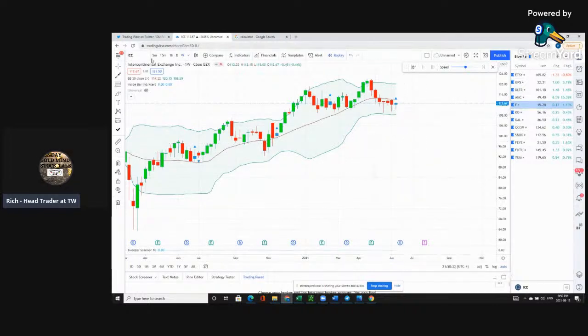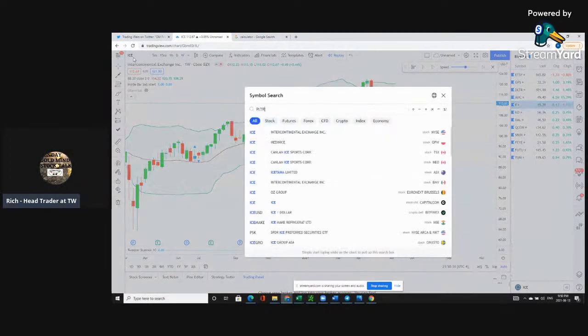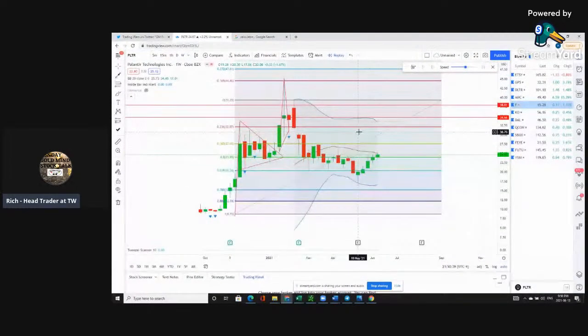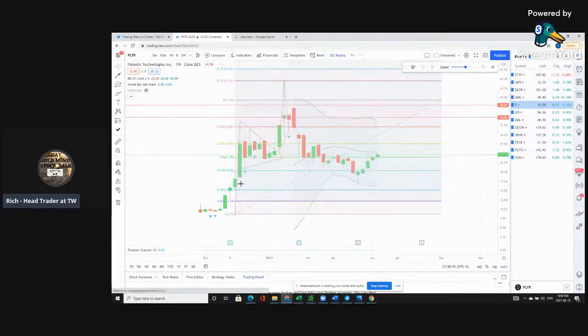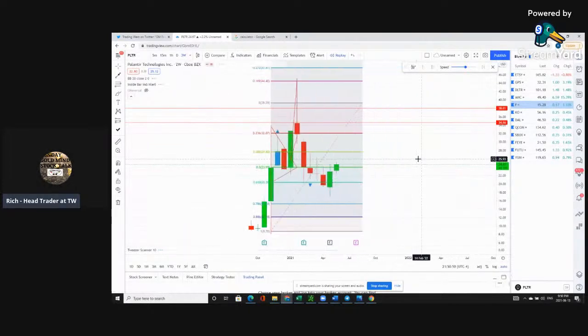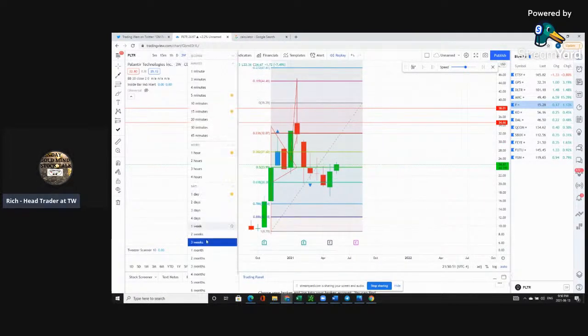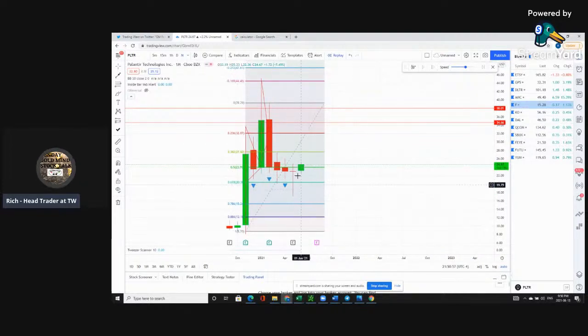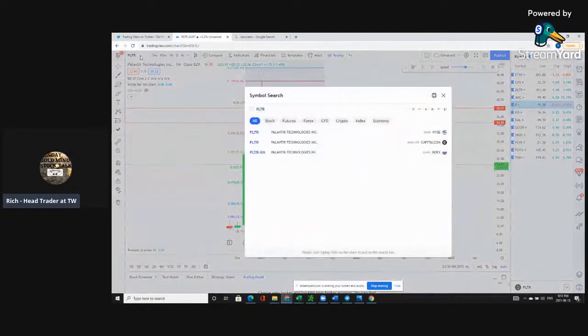David says ROKU, we just did that one, and then PLTR. PLTR is doing its own thing. I kind of step away from this name because it's been chopping around for a while, so I'm not actively trading it right now. I would wait until we get a nice inside bar setup. On the monthly chart, we do have a very powerful hammer. As long as that hammer around 17.77 can hold, bulls should be in control.